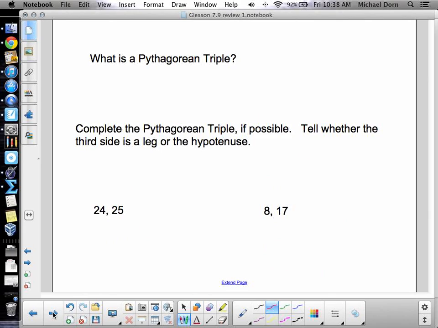What is a Pythagorean triple? Talked about these at the beginning. It's been a little while, but what is a Pythagorean triple? Can you give me an example? If you can't describe it, can you give me an example of a Pythagorean triple? I'll give you one. 3, 4, 5 is a Pythagorean triple. What's special about that set of 3 numbers?